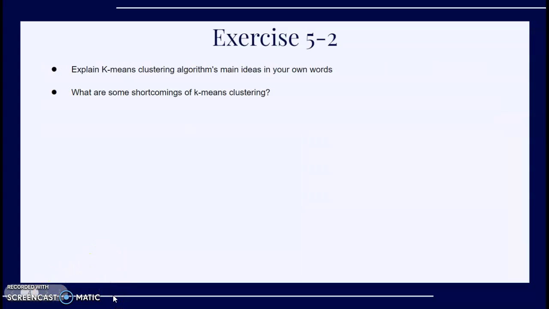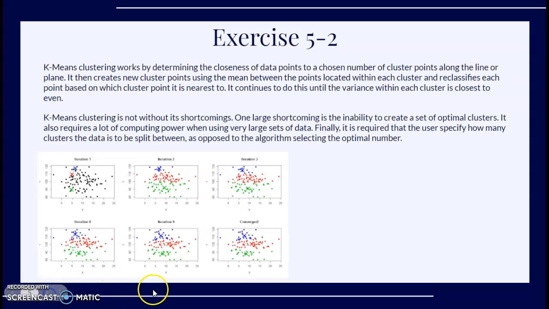And Exercise 5.2 asked us to explain k-means clustering and the main ideas, and what are some of the shortcomings of k-means clustering. So k-means clustering works by determining the closeness of data points to a chosen number of cluster points along the line or plane. It then creates new cluster points using the mean between the points located within each cluster and reclassifies each point based on which cluster point it is nearest to. It continues to do this until the variance within each cluster is closest to even.